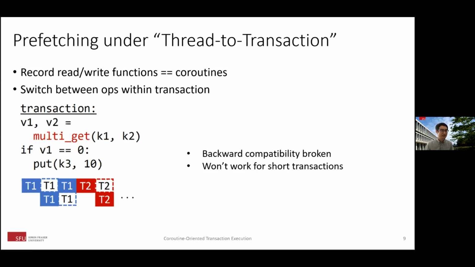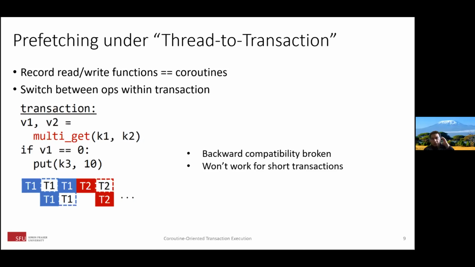Let's say if I really just have one key to access here, then I have nothing to overlap with, right? Because this multi-get function has to take more than one key so that we can overlap the computation part of one request with the data fetching part of another request, and so on.